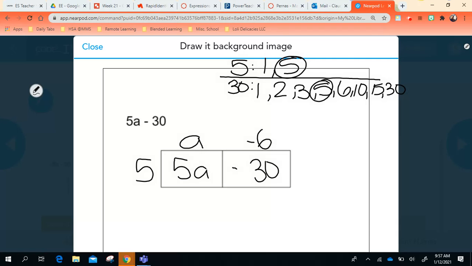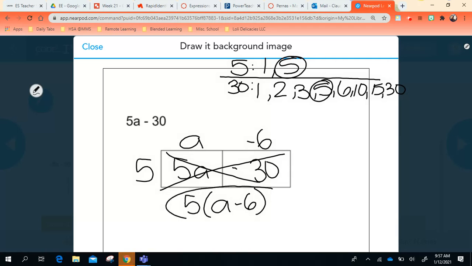-6. Good. So now in my steps, what did it say I needed to do next? Write it, but what did I have to do to my box? I need to cross out my box so I don't get confused. And I'm going to rewrite it. So when I rewrite it, my problem looks like that.